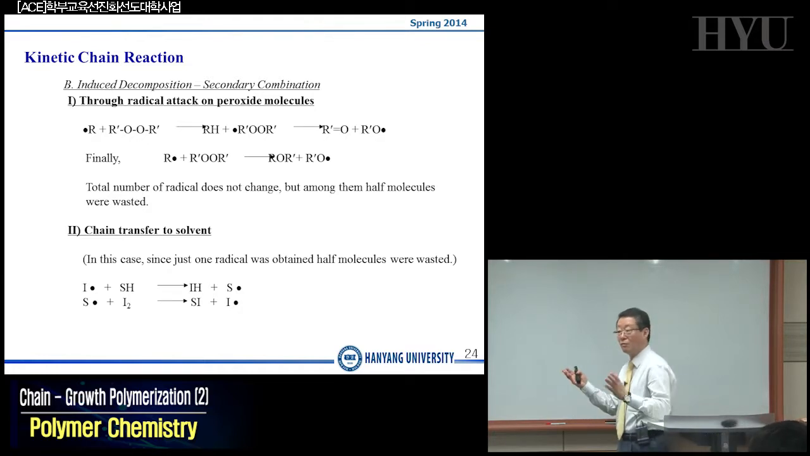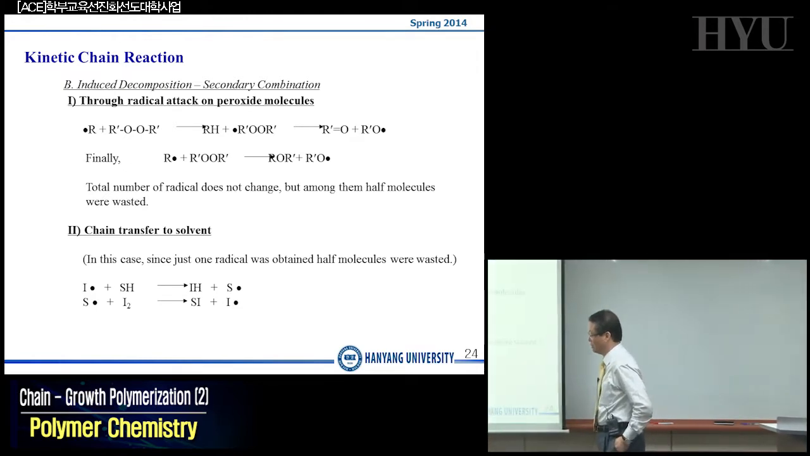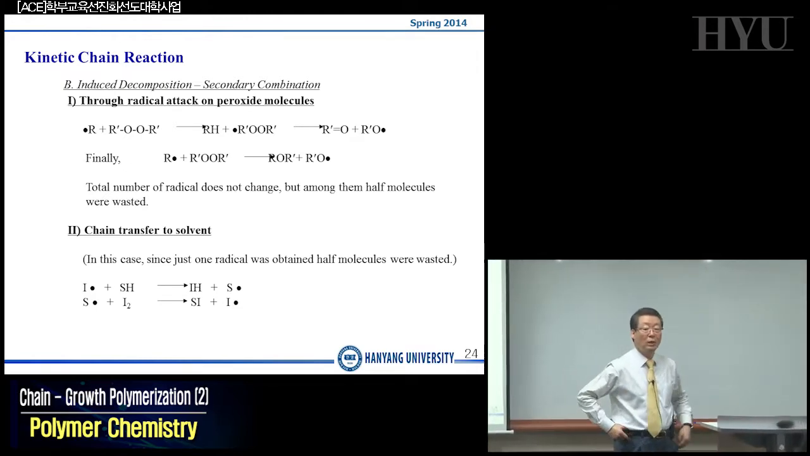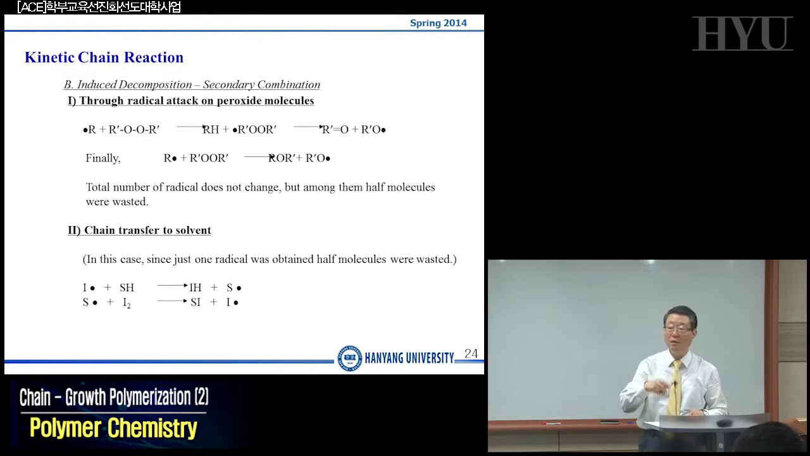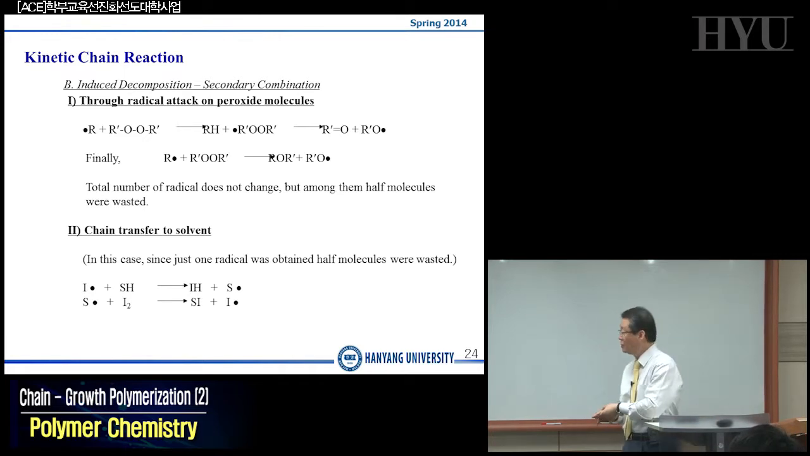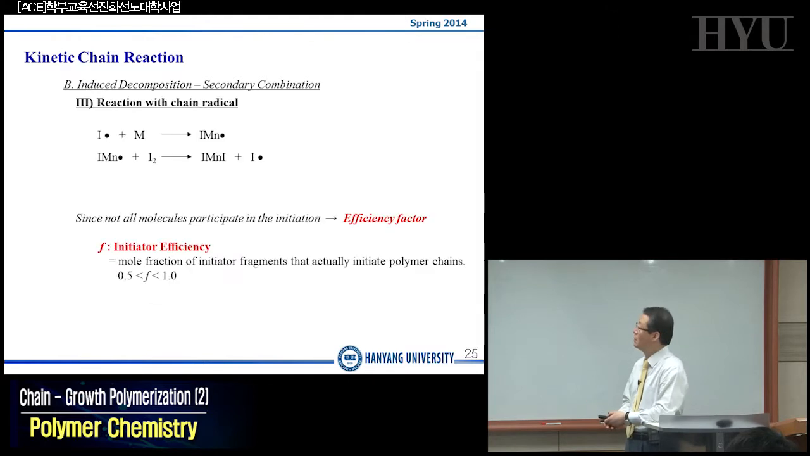Okay? So from this reason, we lose efficiency of the initiator, one by the cage effect, second by the induced decomposition. Okay? That's why we have to think about the F. Your F will be determined and maybe given to you when you're given the problem sets or in the exam, that F might be 0.8 or 0.9 or something like that.